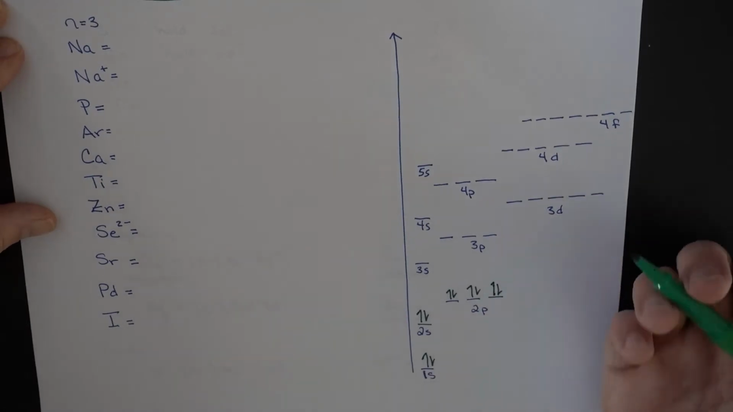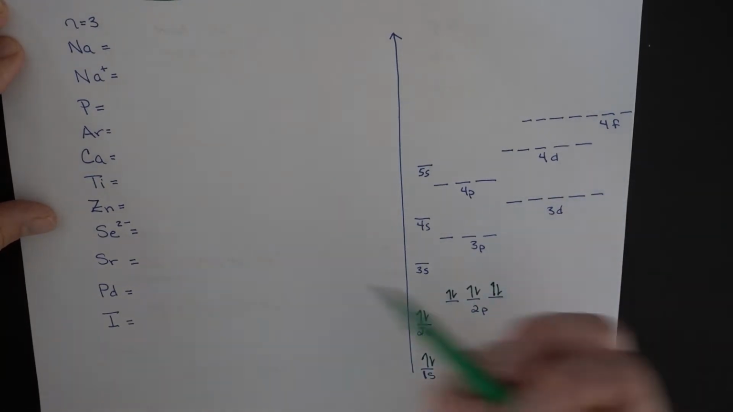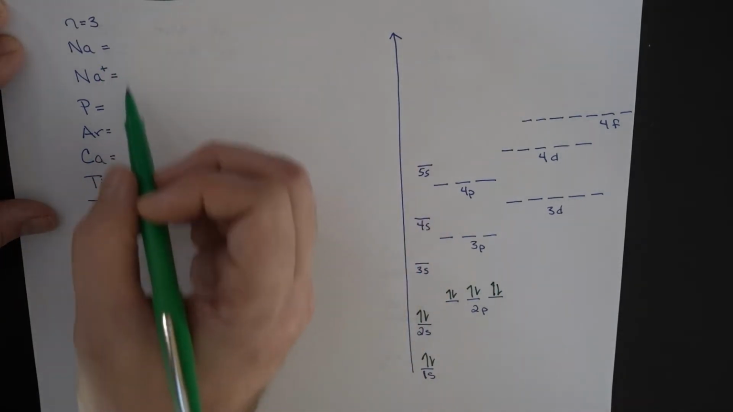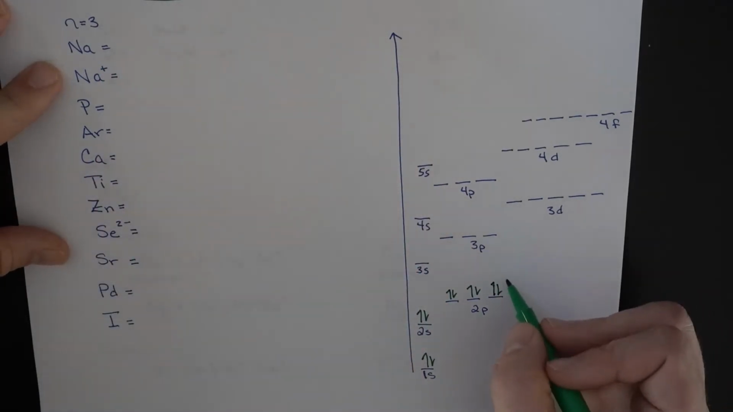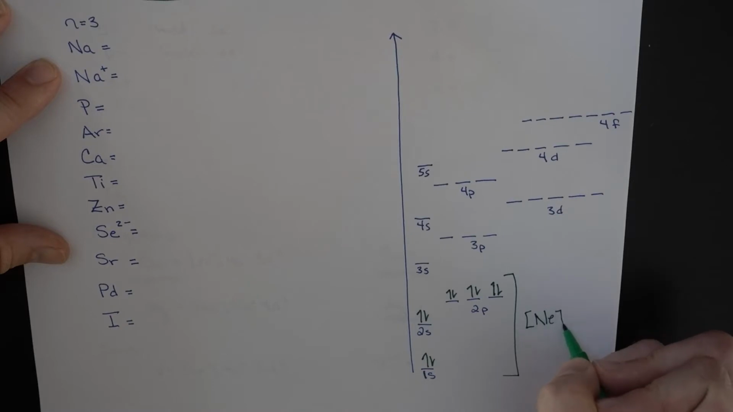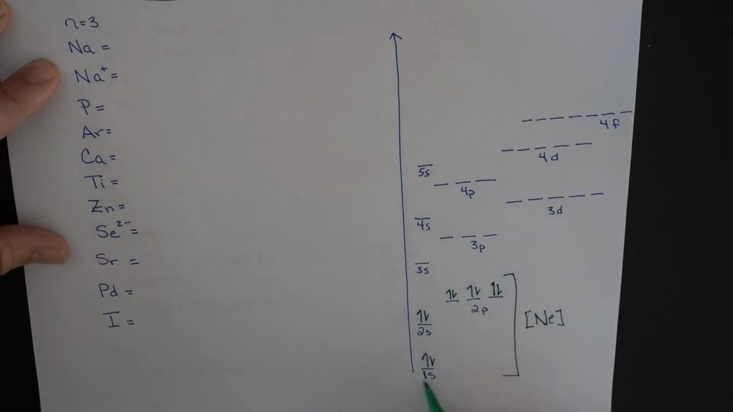And one of the reasons why I wanted to show that is because you can see how, if I was to write 1s2, 2s2, 2p6, starting from the beginning every single time, I'm going to do a lot of writing. So this right here represents the electron configuration for neon. Okay, so what that means is that if I just put neon in brackets, it sort of summarizes the last full row across the periodic table.